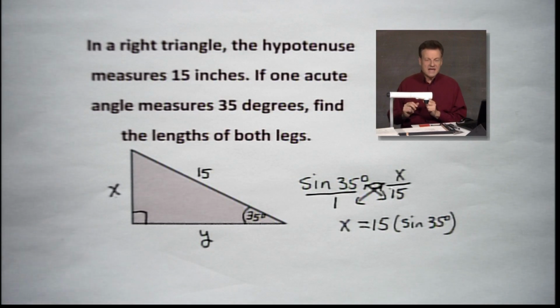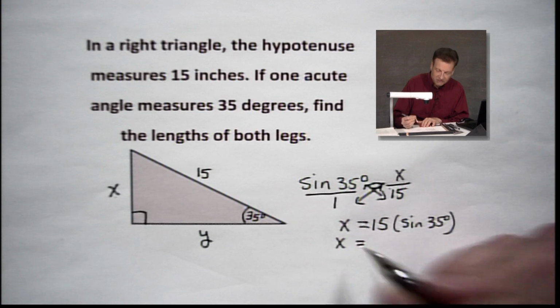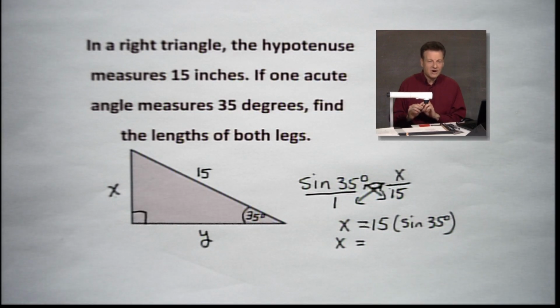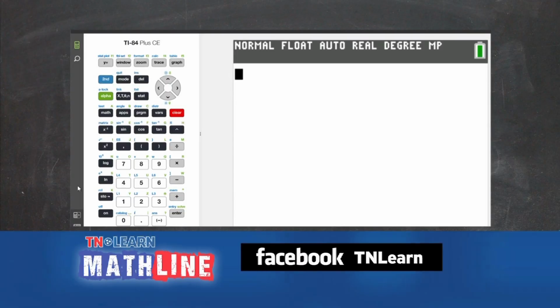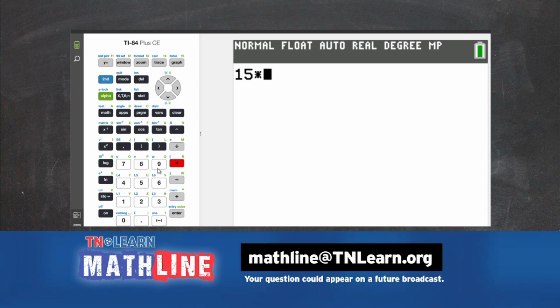Now, whatever I get, that's going to be my value for X. And we'll round it off a little bit just to make sure we're happy, all right? So let's test it out. Let's see what happens. Go to the calculator with me, guys. Let's see what we got here. Got 15. We are going to multiply that times the sine of 35.